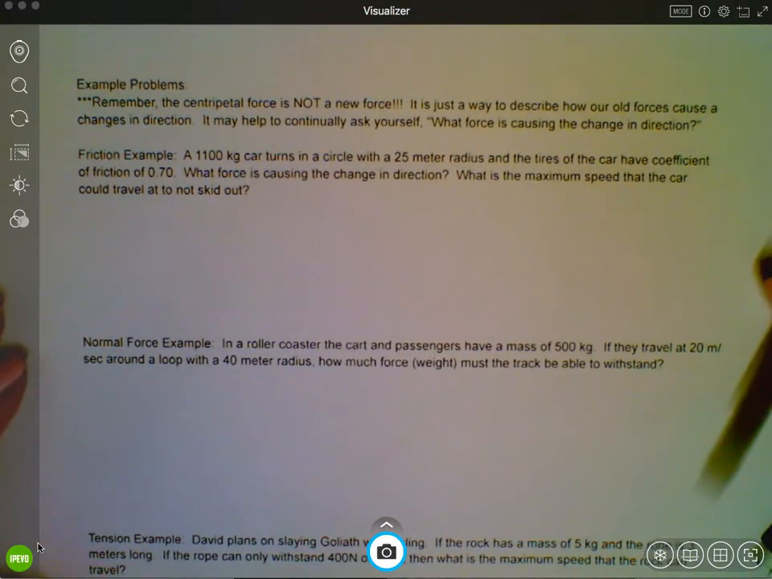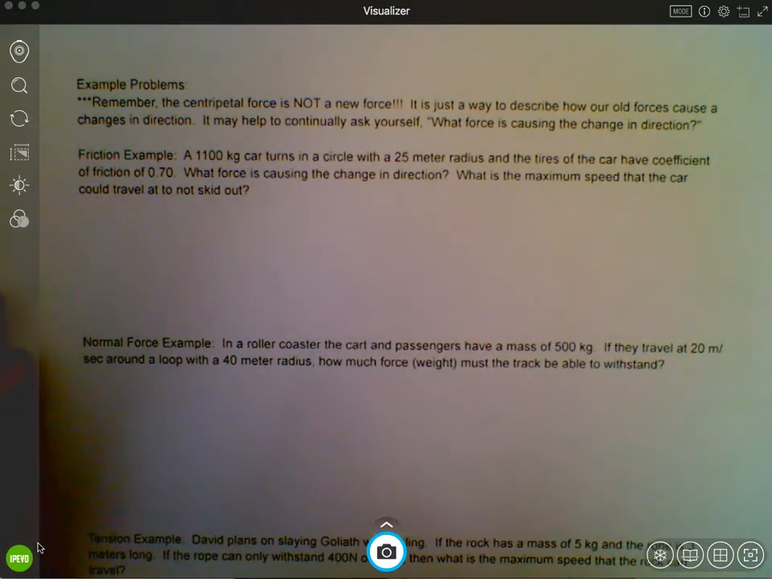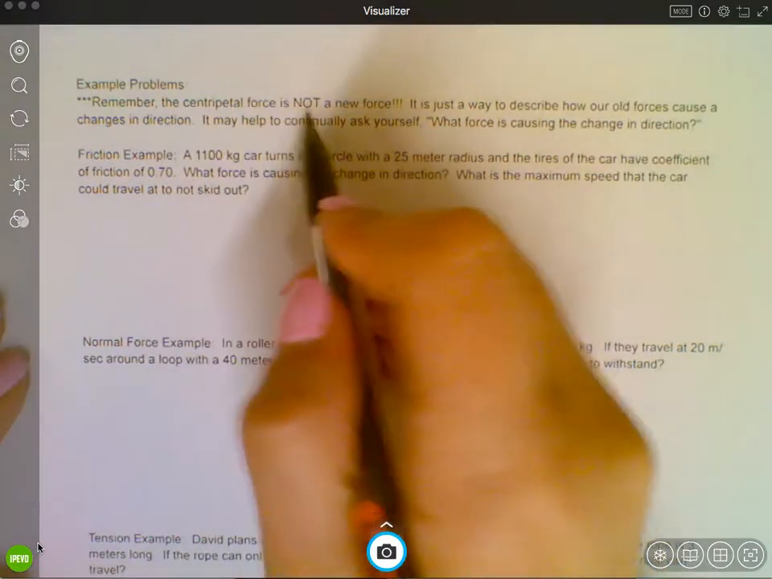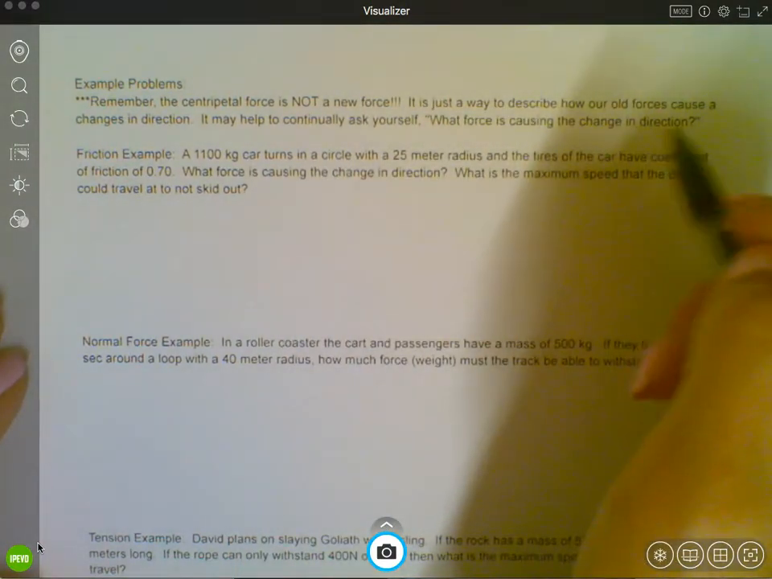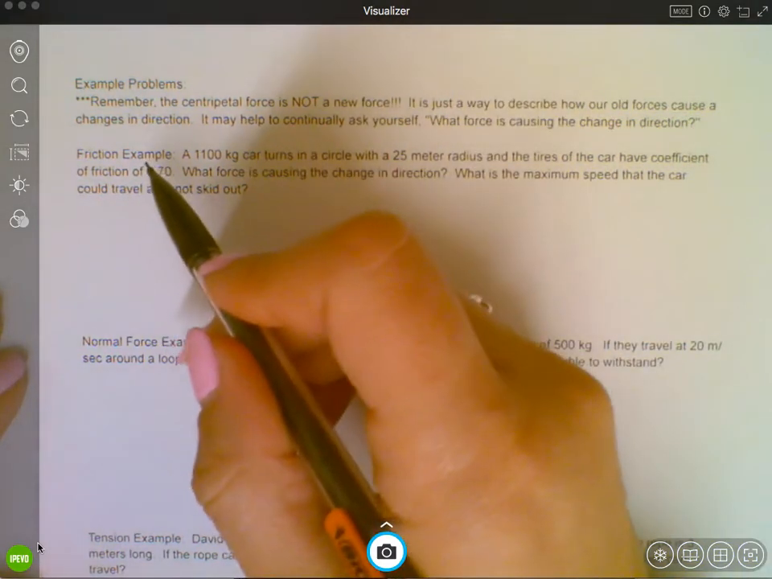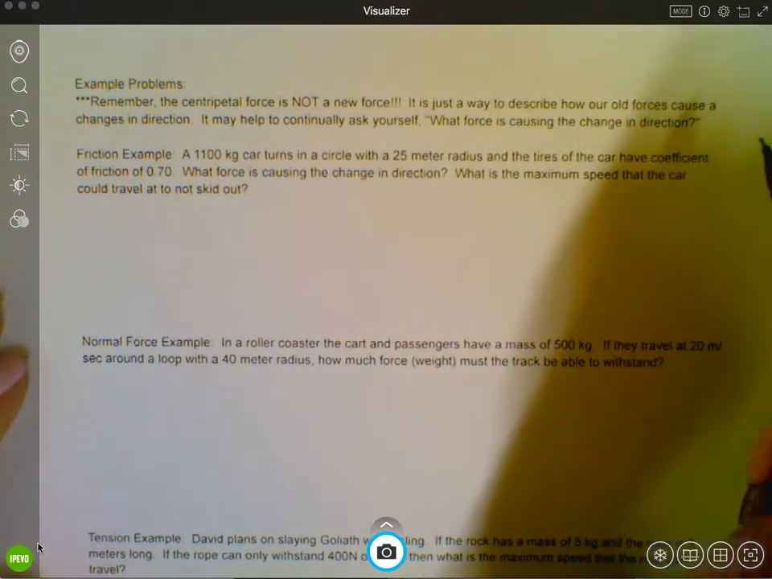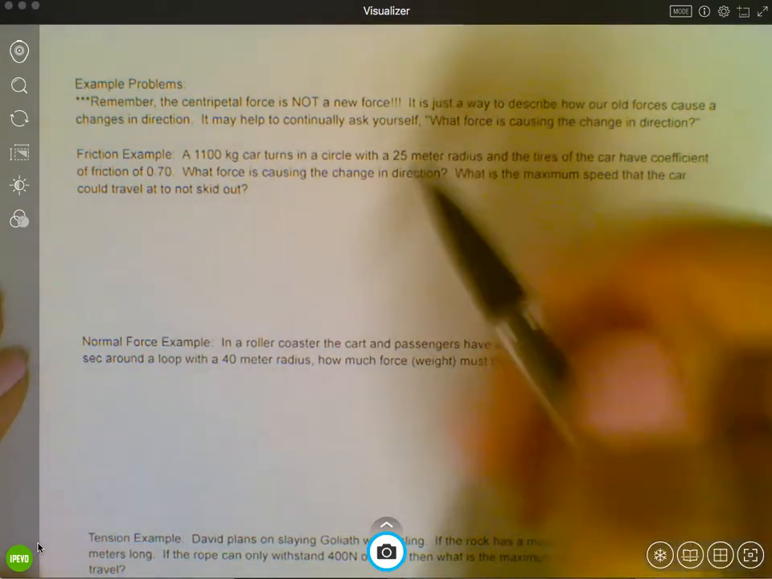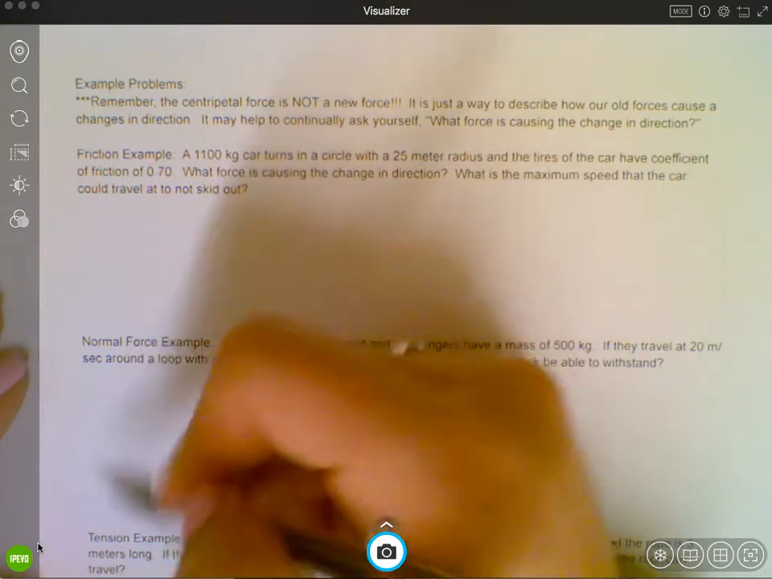Let's do some examples because this is where it gets kind of strange. So, example problems. Remember, the centripetal force is not a new force. It's just a way to describe how our old forces, tension, friction, normal force, cause changes in direction. It may help to continue asking yourself what force is causing the change in direction, all right? Now we're going to do an example where friction is the centripetal force, normal force, and tension.